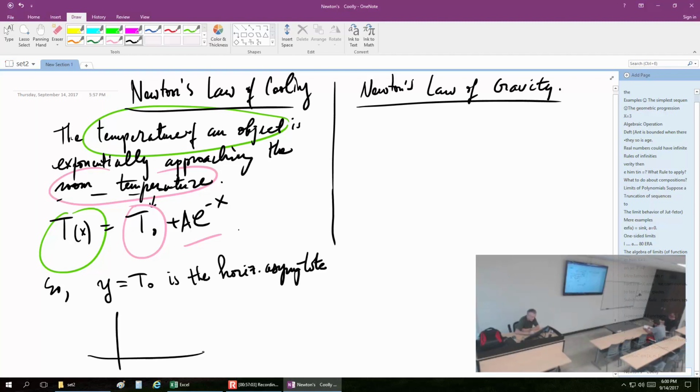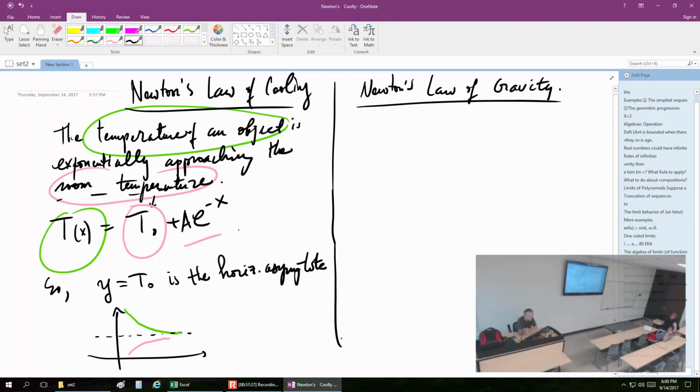Looking like this, it is very predictable. Either you bring a cup of coffee into this room, then it will behave like this, or you bring a piece of ice in, then it will behave like that. Both possibilities are taken care of, whether A is positive or negative. So that's Newton's law of cooling.